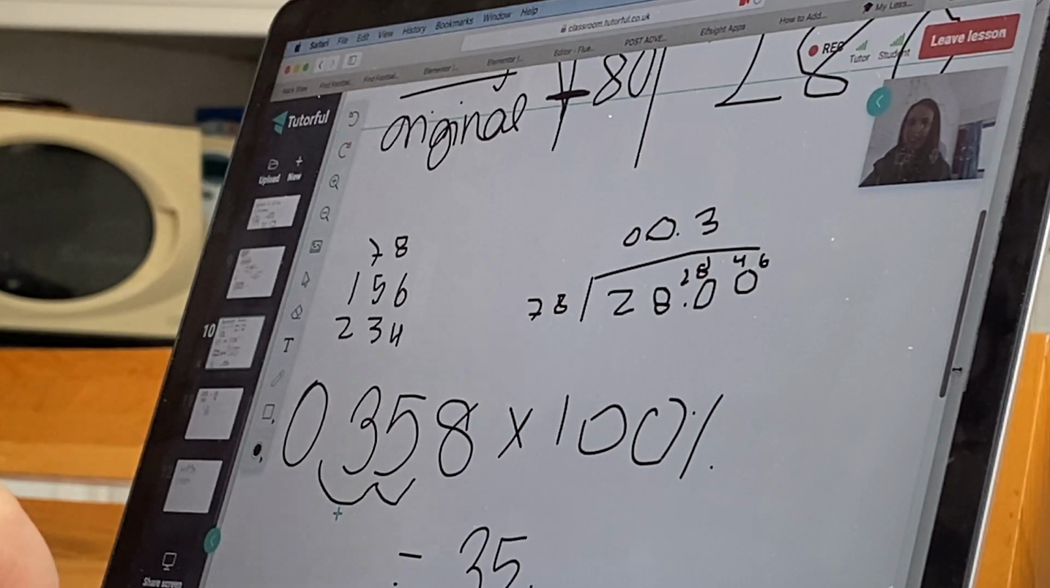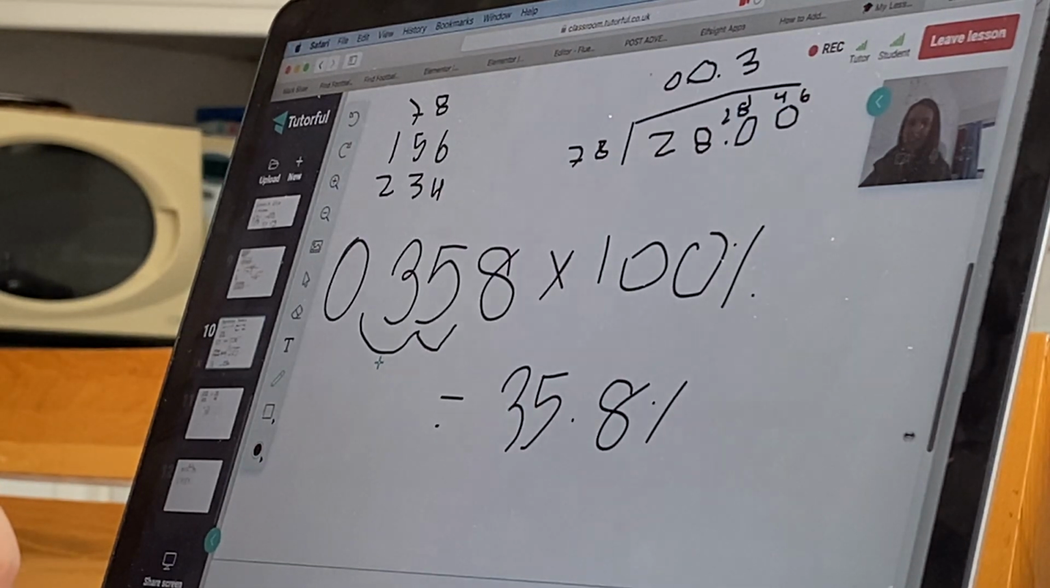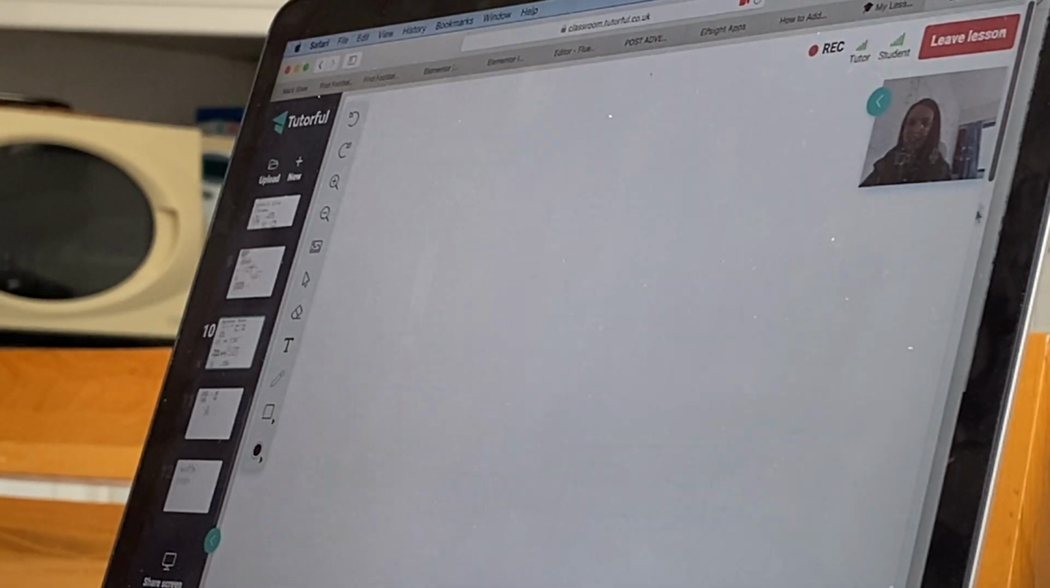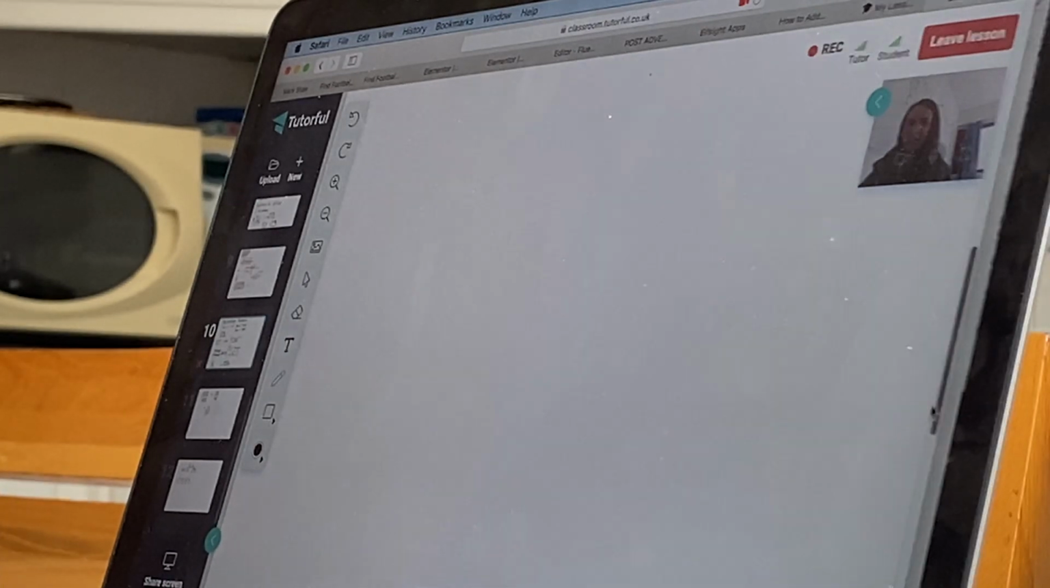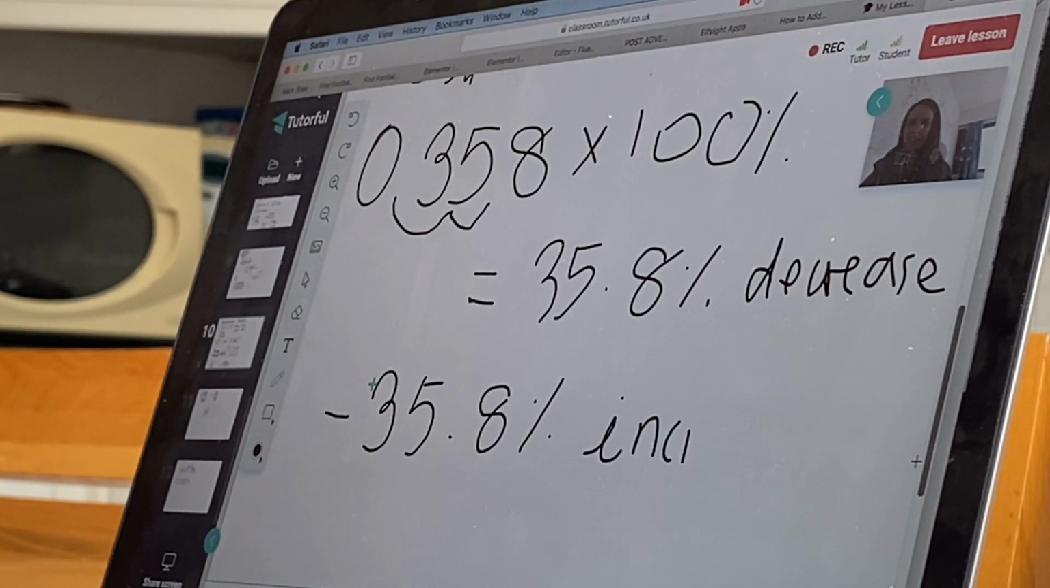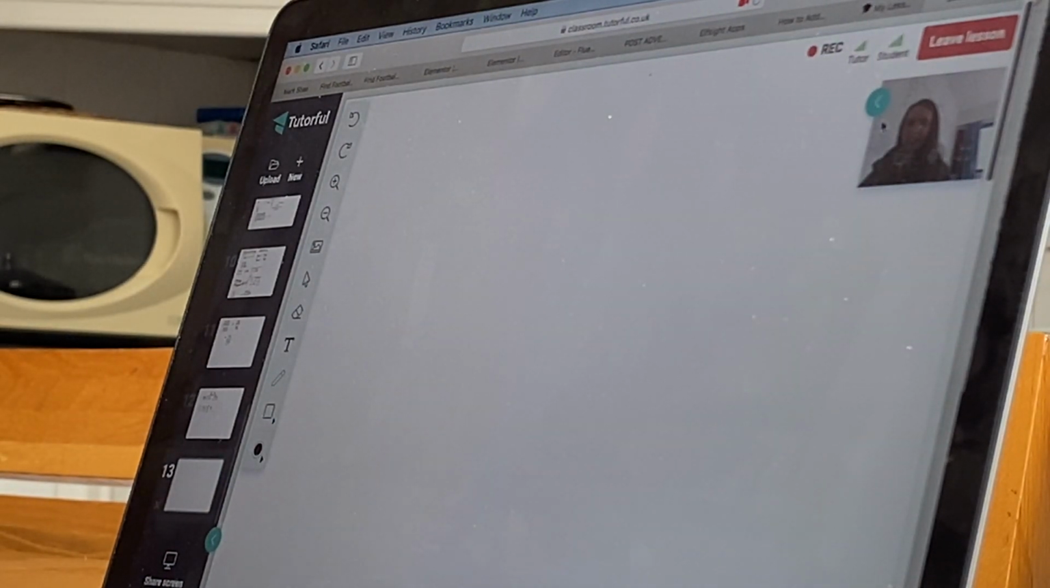35.8%. Perfect. It's exactly right. So it's 35.8% percentage increase. So what I mean is, if we do minus 35.8%, that's an increase. So a bit of a weird one here. So if we have a positive decrease, that means we have a negative increase. So saying something is negatively increasing is the same as it's decreasing, right? Awesome. So we've got a couple questions to go through now.